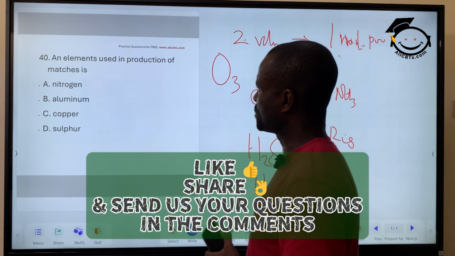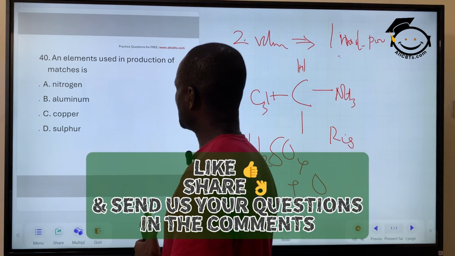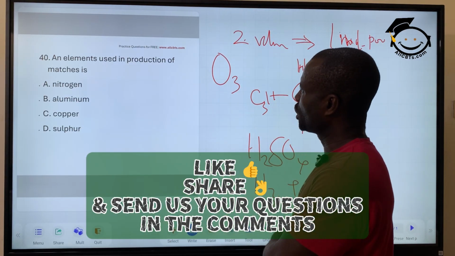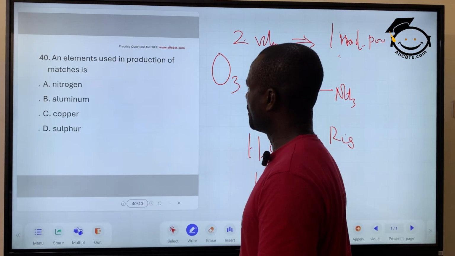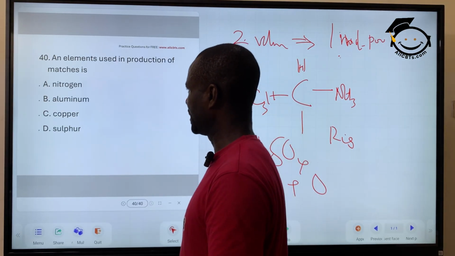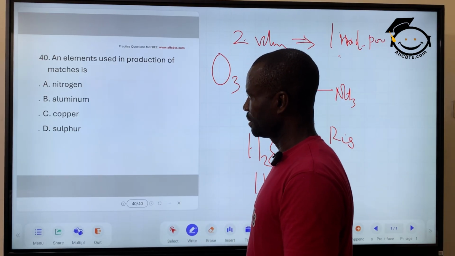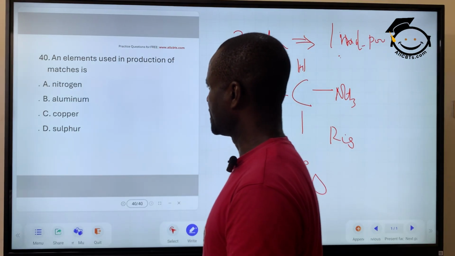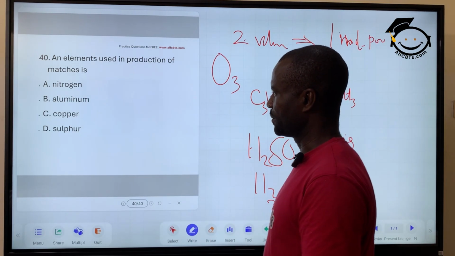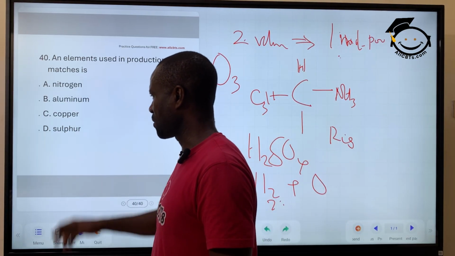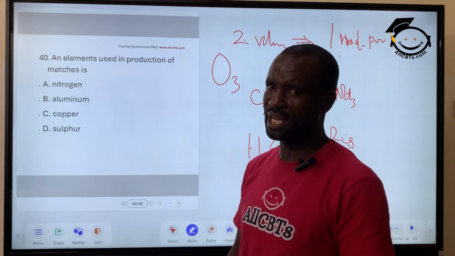Number 40, which is going to be the last question for today. It says an element used in the production of matches is, what is the element used for matches production? A, nitrogen. B, aluminium. C, copper. And D, sulfur. The correct answer here is sulfur. Sulfur is used in the production of matches. So today we have come to the end of this class.